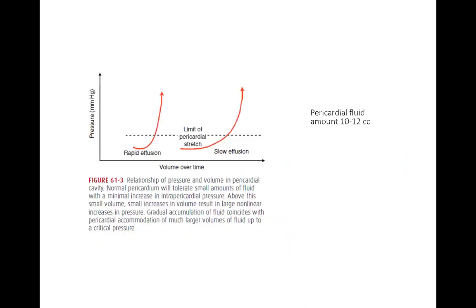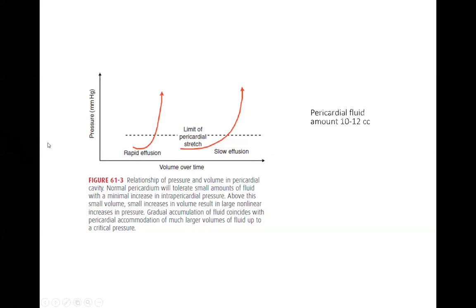This is a graph taken from Lawrence or Cohn book. This will show you the difference in pericardial fluid pressure when it happens in rapid effusion or slow effusion. As you can see, in the rapid effusion, the intrapericardial pressure will go very high, very fast, as you can see from the slope of the curve here. It goes very rapid because the pericardium is still tight and there is no time for the pericardium to stretch. So the pressure will build up rapidly.